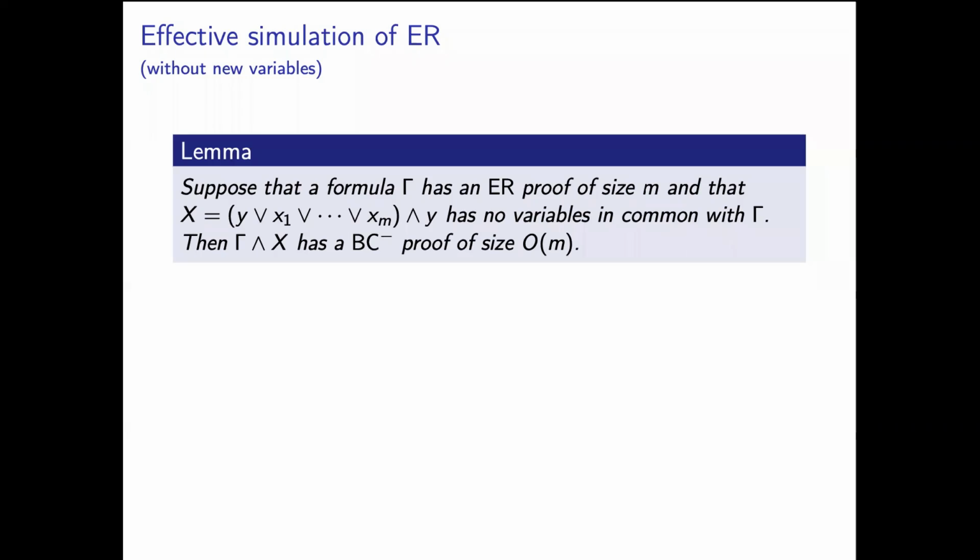What is BC again? BC is this block clause proof system without new variables.